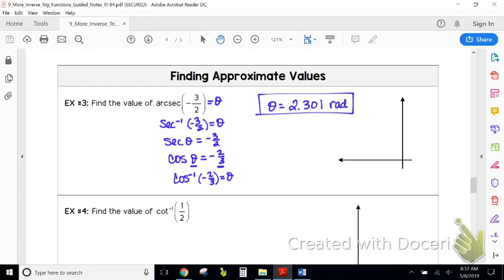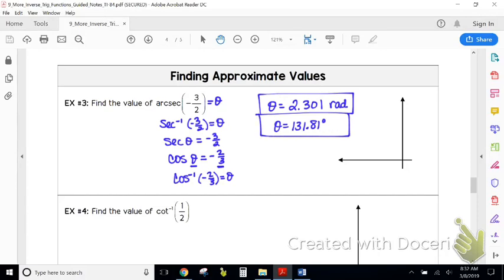Now, to make sure that we did this right, though, let's go ahead and try it in degrees. How would we do that in degrees? And what do we get for degrees? 131.8. So I got 131.81 degrees, approximately.